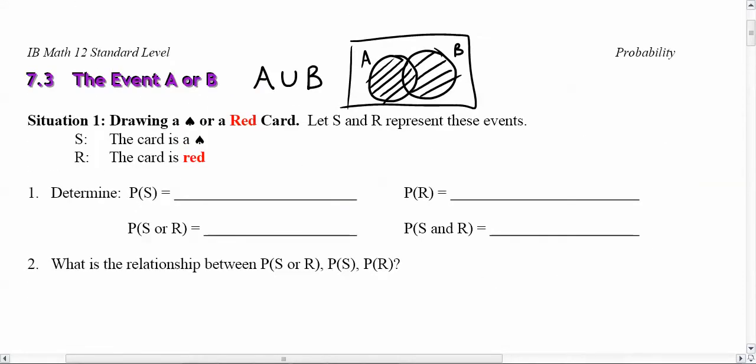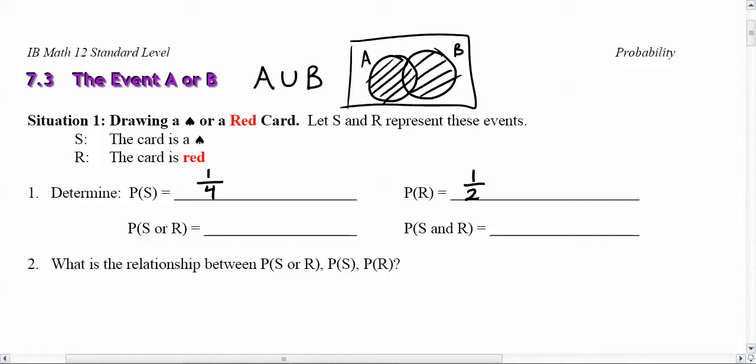So the first thing we're going to see is the chance of drawing a black card and the chance of drawing a red card. So the probability of S is the chance of drawing a spade. There's 4 suits, only one of them is spades. The probability is 1 in 4. And the chance of drawing a red card is equally easy to calculate. There's half red cards, half black cards. So we have a 50-50 chance of drawing a red card. This is just a single event.